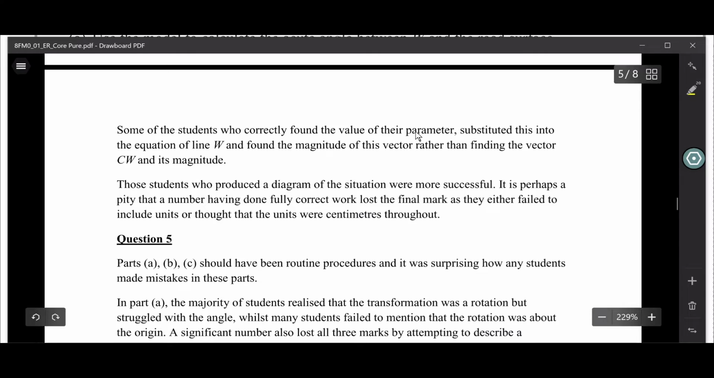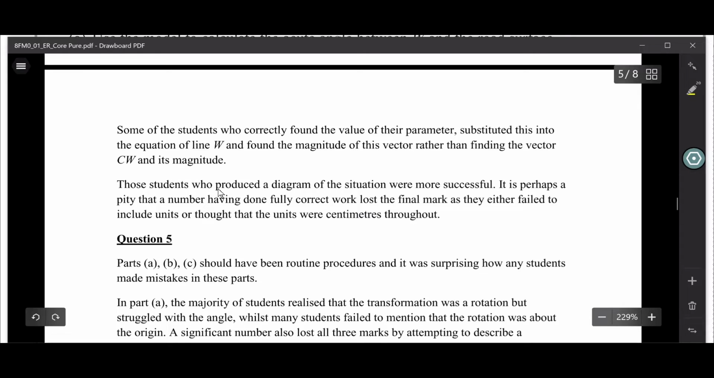In terms of what else has been said, some of the students who correctly found the value of their parameter, lambda in our case, substituted this into the equation of line W and found the magnitude of this vector rather than finding the vector CW and its magnitude. So we found CW and then its magnitude.